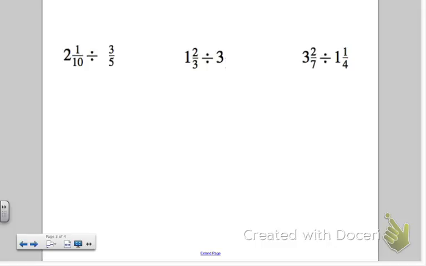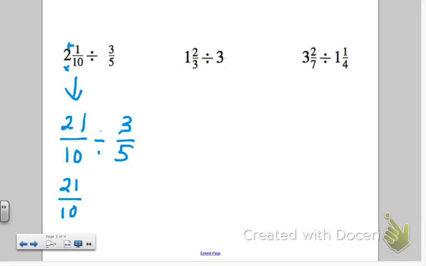Let's do a couple more practice problems. The first one, and none of these are in your workbook by the way, just follow along. 2 and 1/10 divided by 3/5. Well, first I'm going to take that mixed number and turn it into an improper fraction. That's going to give me 21/10. And 3/5 can stay the same. So now I have 21/10 divided by 3/5. And now I'm going to multiply the reciprocal. 21/10 times 5/3.